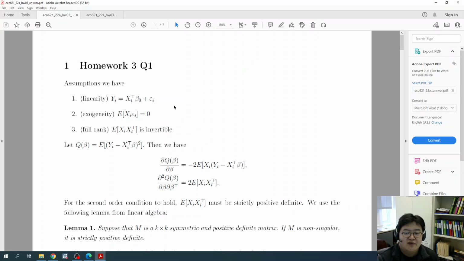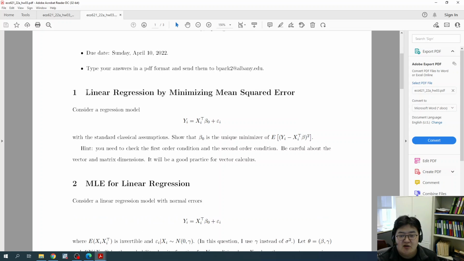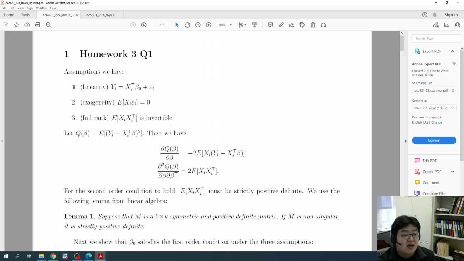The first question is pretty simple: linear regression by minimizing the mean squared error. In chapter 1, we learned identification of the classical linear regression model. Now we are going to consider a different setup. We would like to show that beta 0 is the unique minimizer of this expected squared error. To see that, I'm going to use only 3 assumptions. The result is pretty straightforward, but what I want you to see here is that I only use these assumptions.